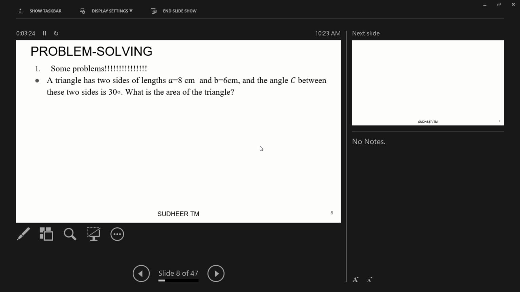So we have to think, okay, for finding the height, some other measures might have been given within the problem. So if we are thinking of a triangle with vertices A, B, C, the side opposite to the angle A, let it be A, the side opposite to B, let it be B, and this is C. It's not given. So A is given in the problem as 8 centimeter, B is given as 6 centimeter, and the angle C between the two sides is given as 30 degree. So we have to think about how to find the area of this.